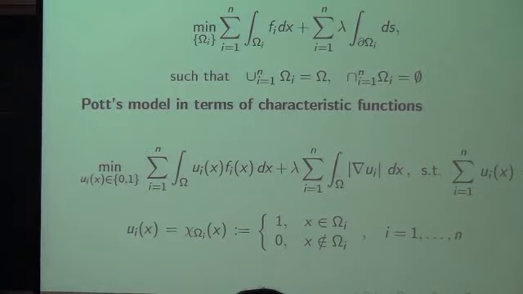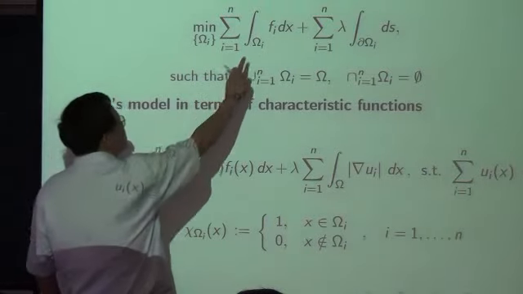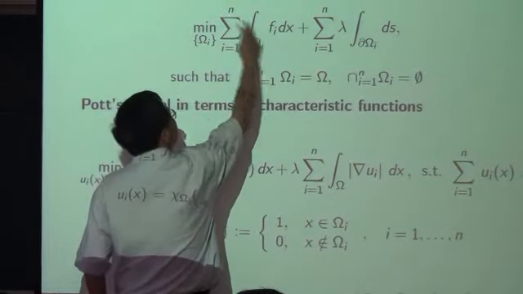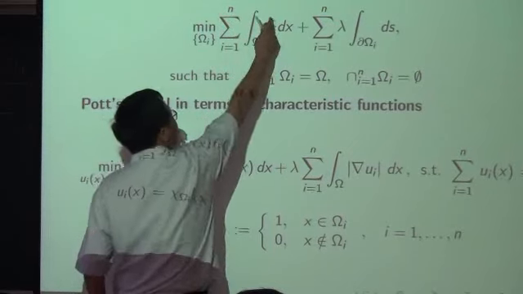So now we think about the Potts model, the piecewise constant Mumford-Shah model. If the ci is unknown and you take fi equal to (ci minus u0) squared, it reduces to the Potts model. So let's consider the Potts model. You have fi given, and this n is given. You have n functions given.